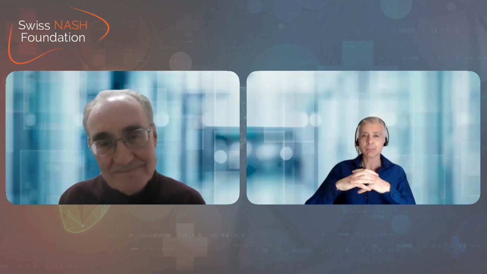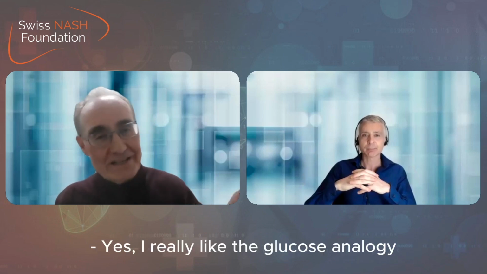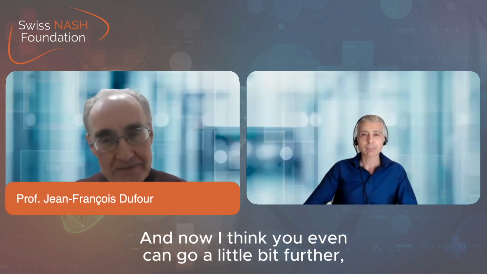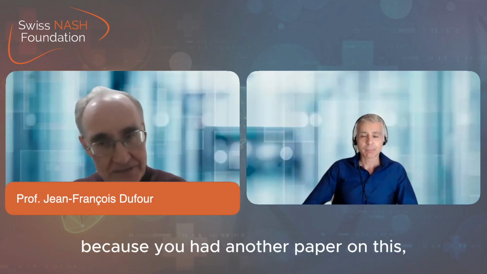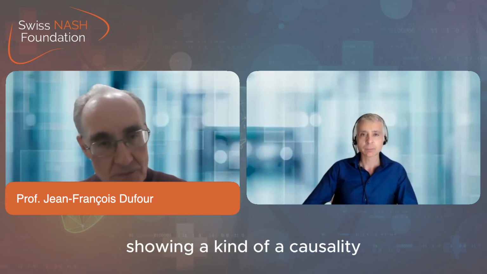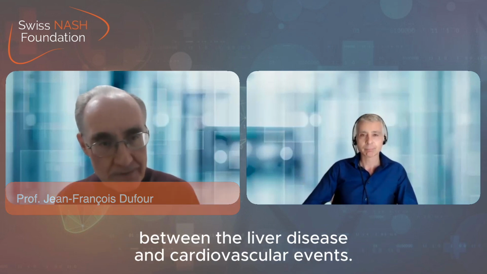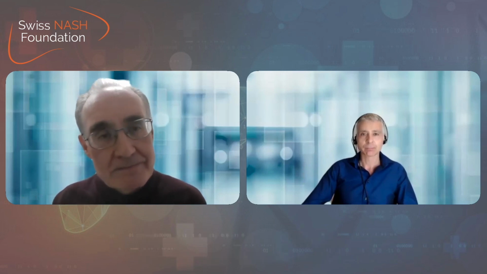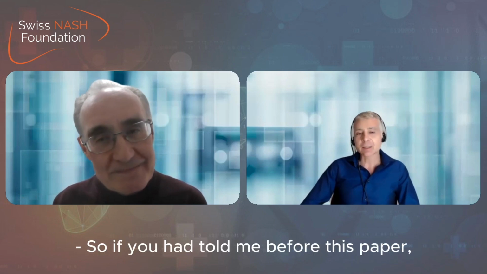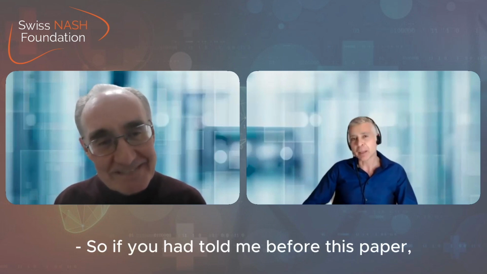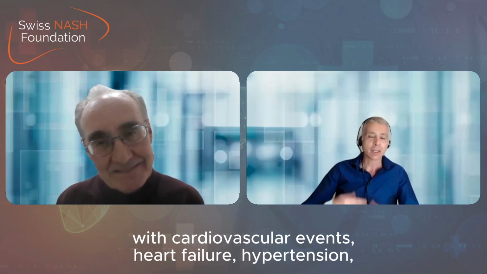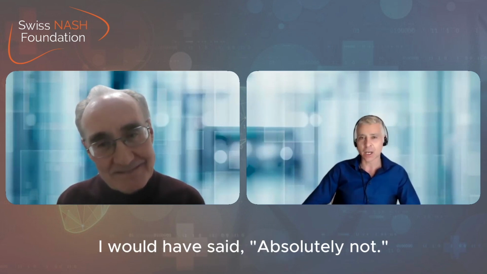Yes, I really like the glucose analogy and the diabetes type 1 and type 2. And now I think you even can go a little bit further because you had another paper on this, showing a kind of a causality between the liver disease and cardiovascular events. Yes. So if you had told me before this paper, before looking at the data, that MASLD was causally associated with cardiovascular events, heart failure, hypertension, I would have said absolutely not.